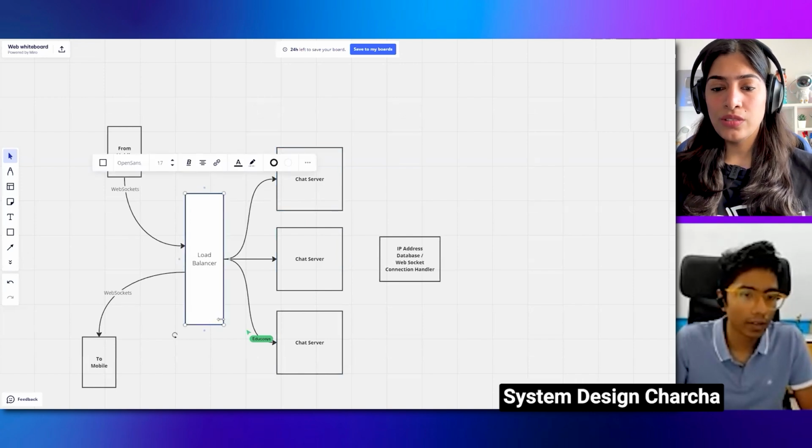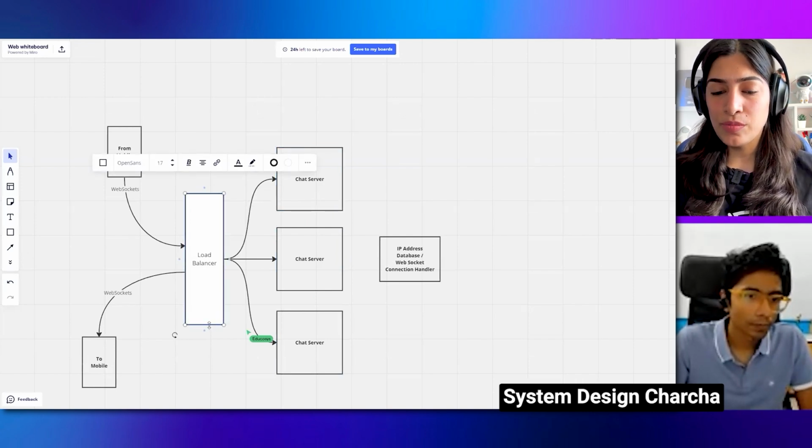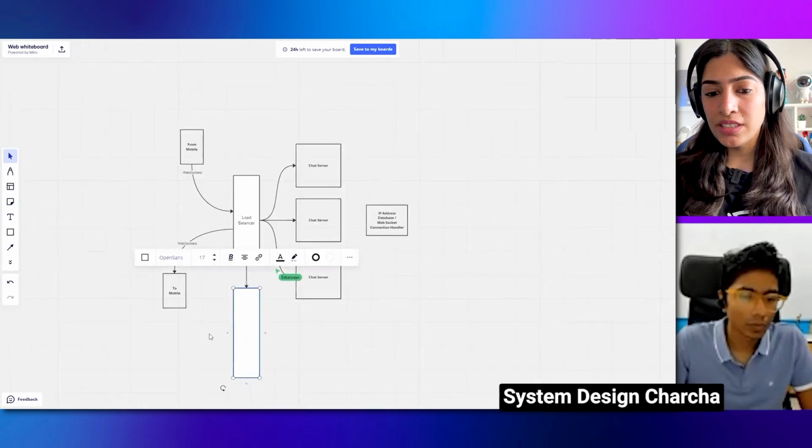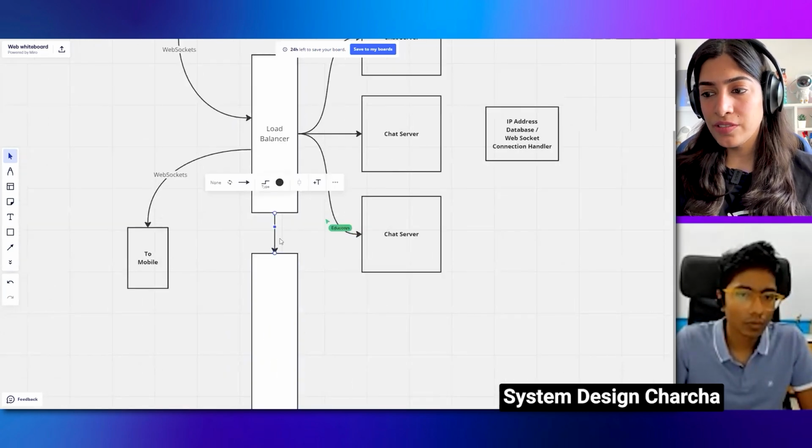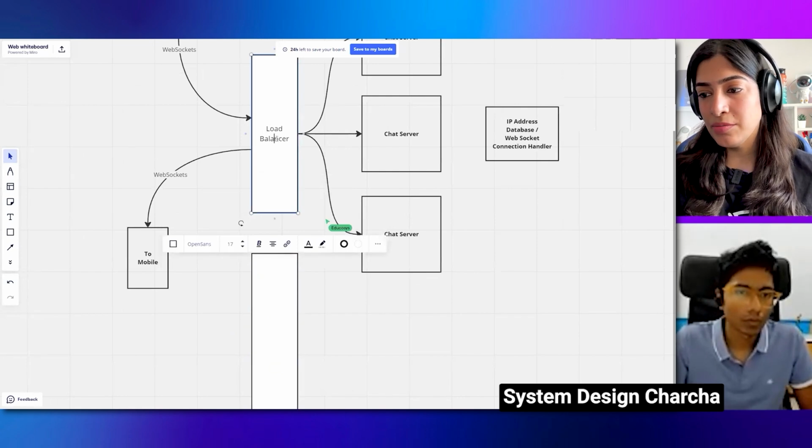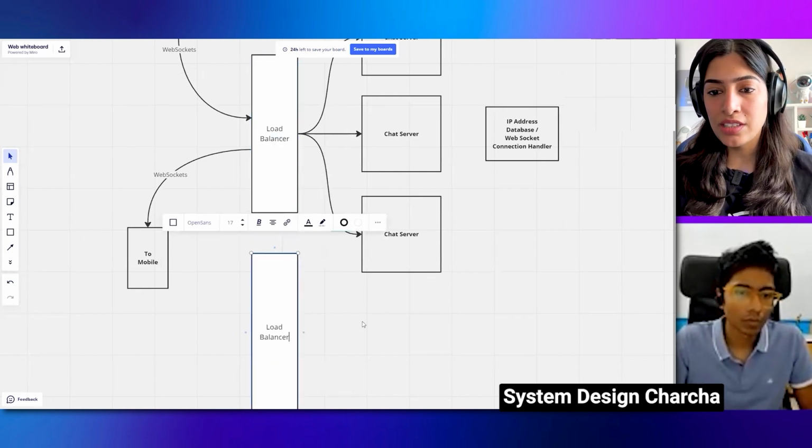We should have multiple load balancers, I guess. We should have multiple load balancers because every machine can have obviously a limited number of WebSocket connections, right? Limited number of ports, a limited number of WebSocket connections.